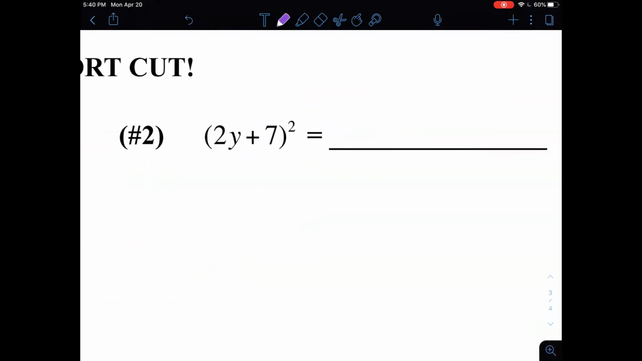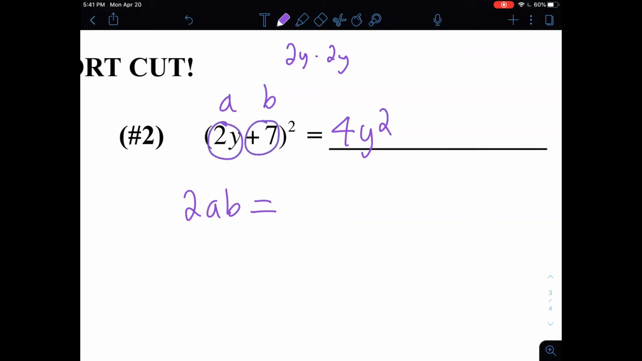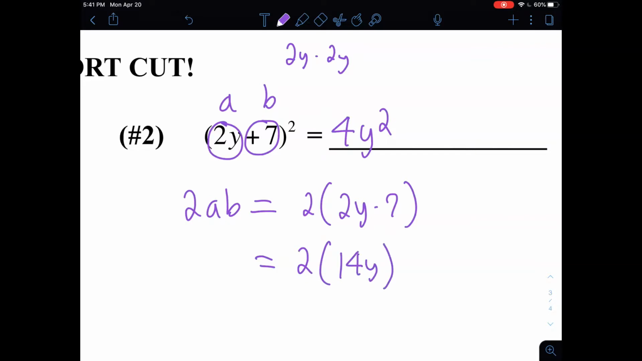All right, so again, we need A, B, and then double AB. Okay? So what is A? If A is 2y, what is A squared going to be? It's going to be 4y squared. Again, you can do 2y times 2y if it helps you. That'd be 4y squared. And then we need to do double AB. Well, what is 2y times positive 7 going to be? 2y times 7 equals 14y. And then what's double 14y going to be?